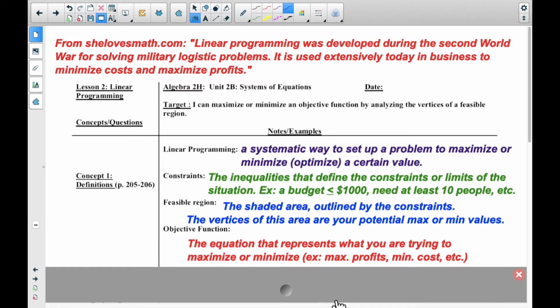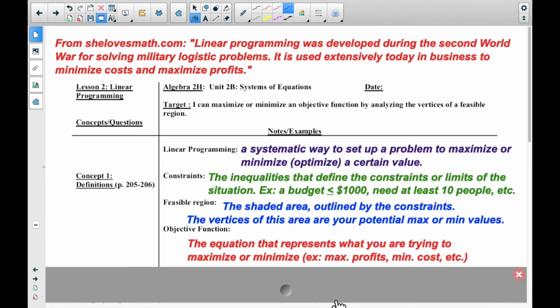Linear programming, we just talked about it, is a systematic way to set up a problem to maximize or minimize, that is, optimize a certain value. A lot of times it's called linear optimization, and optimization is, like I said, a big field in mathematics as well as business and other areas.